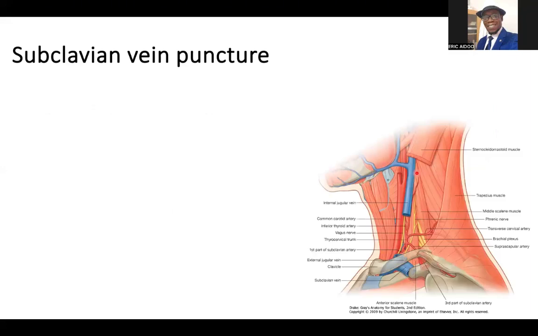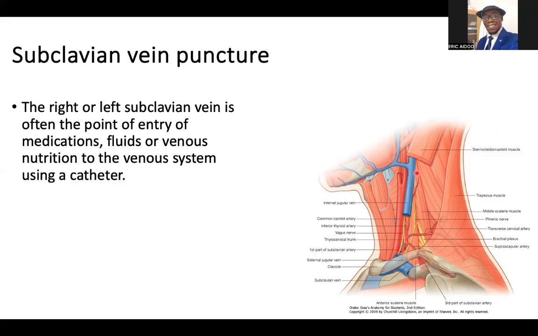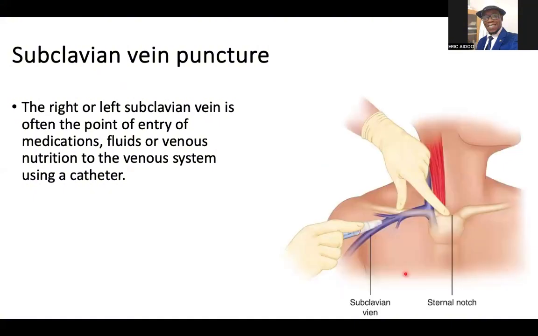The subclavian is important during subclavian puncture. So the right or left subclavian vein is often the point of entry of medications, fluids, or venous nutrition to the venous system. So we are looking at this vein, which helps as a conduit for fluids or medications into the body of the patient. So that is the direction of entry using the needle or a catheter.